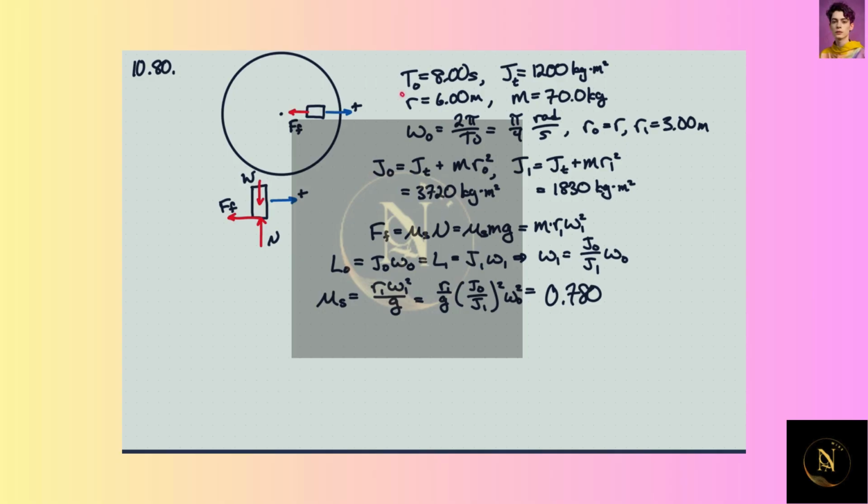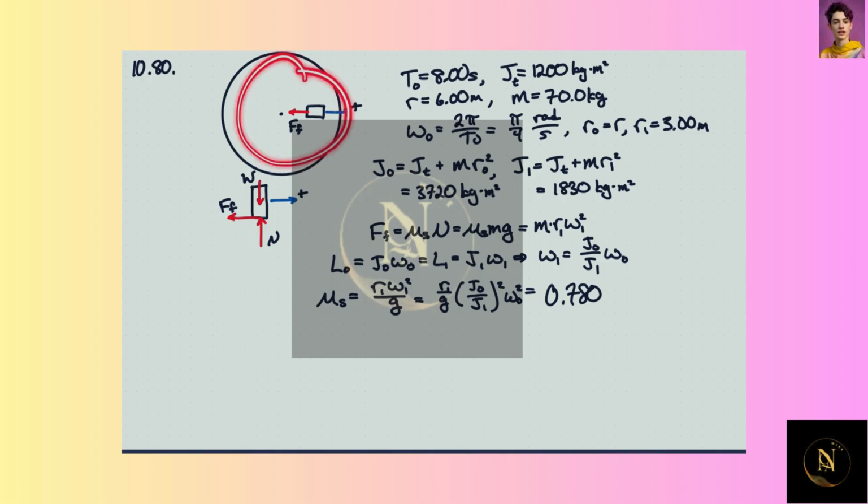Initially, this turntable has a period of 8 seconds. It takes 8 seconds to go around one time, to make one revolution. It is 6 meters in diameter. They ask us, if we get to 3 meters here, halfway in towards the center, and we start to slip, what is the coefficient of friction between our bare feet and this platform?